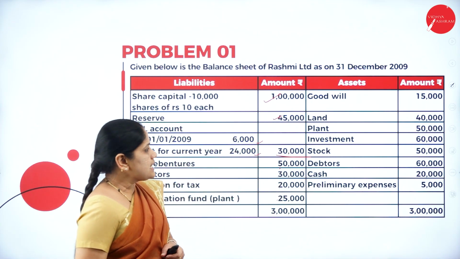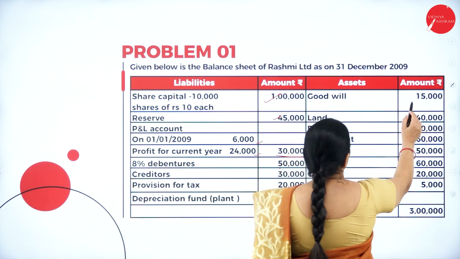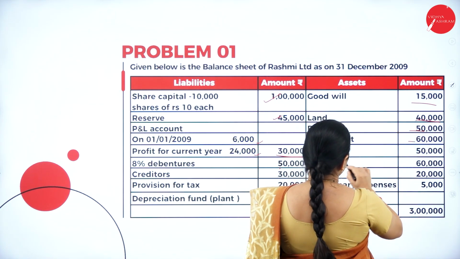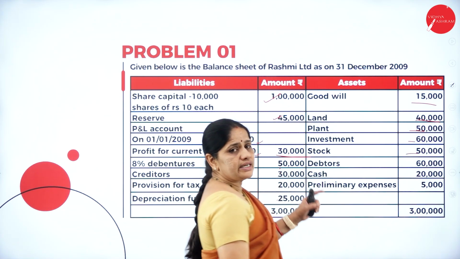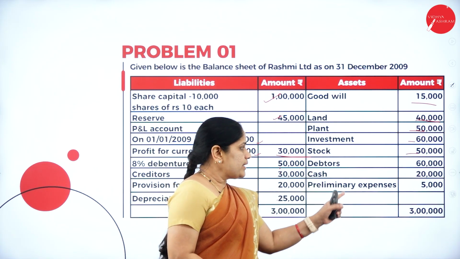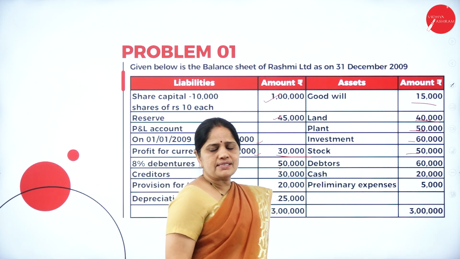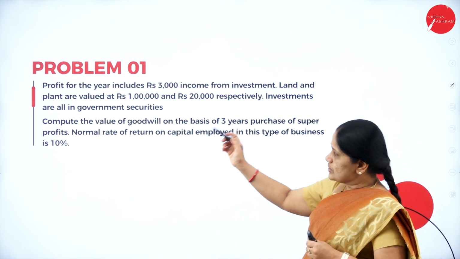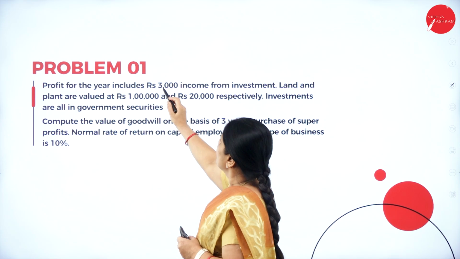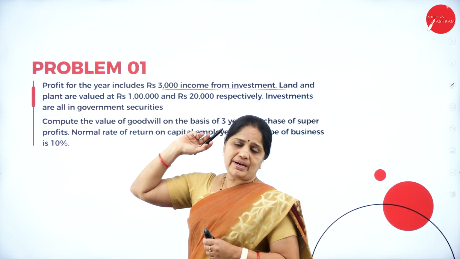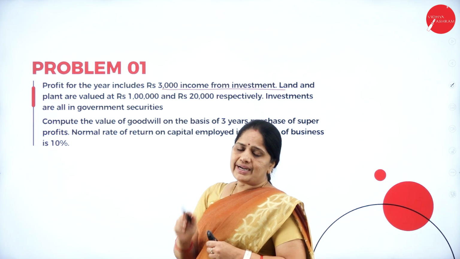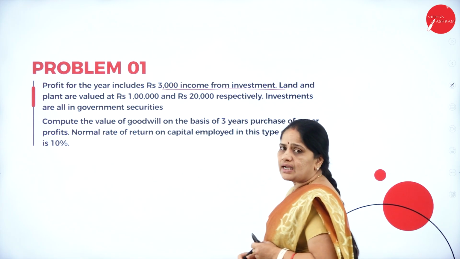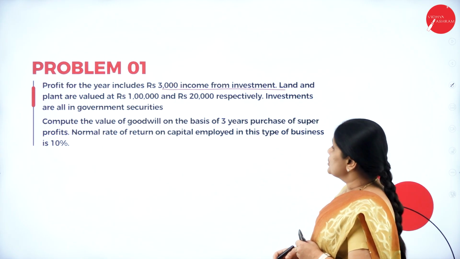Now, on the asset side, we are given goodwill 15,000, land 40,000, plant 50,000, investment 60,000, stock 50,000, debtors 60,000, cash 20,000 and preliminary expenses 5,000. Then they have also given us additional information. The profit for the year includes rupees 3,000 income from investment. This income from investment should not be taken into consideration while calculating the profits of the company for the purpose of valuation of goodwill.